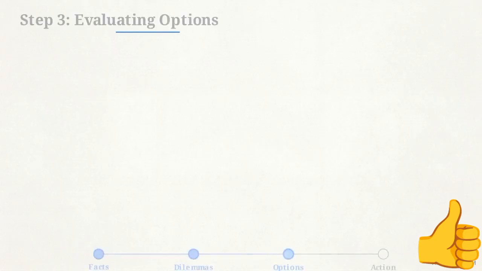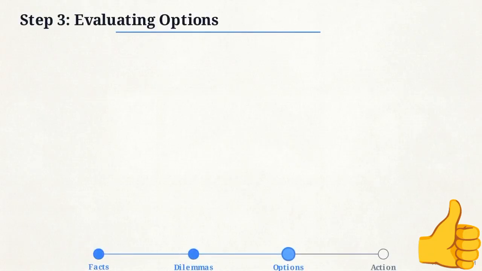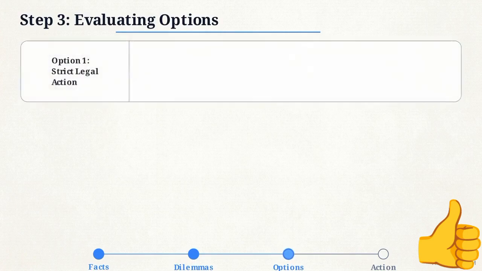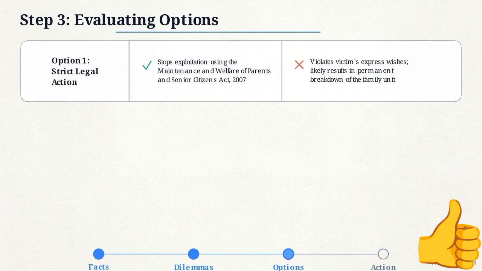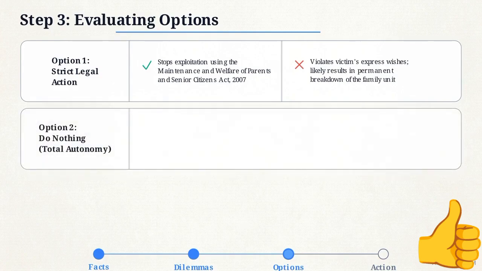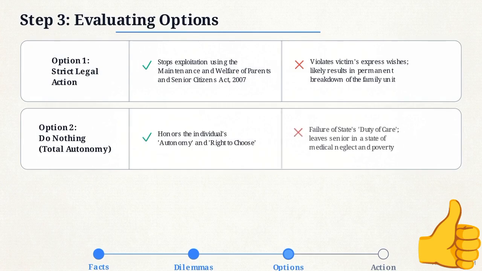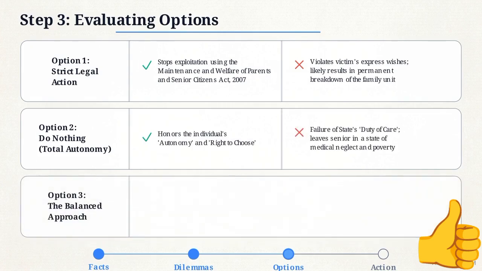Step 3 is outlining the possible paths forward. We address all viable options here, including the flawed ones, to show we are weighing the situation objectively. Option 1 is strict legal action. This immediately stops the exploitation, but completely ignores Ramlal's wishes and shatters the family. Option 2 is do nothing. This respects Ramlal's immediate autonomy, but it represents a failure of your duty of care as an officer.